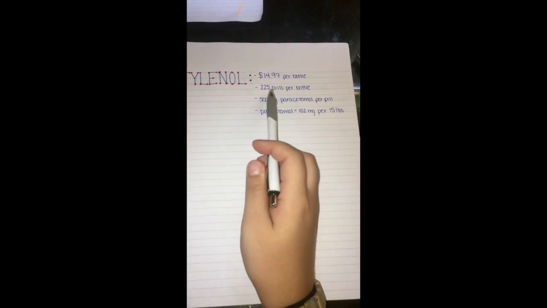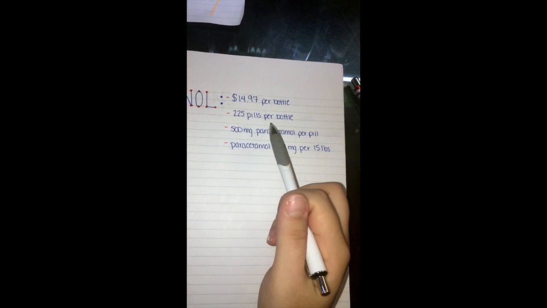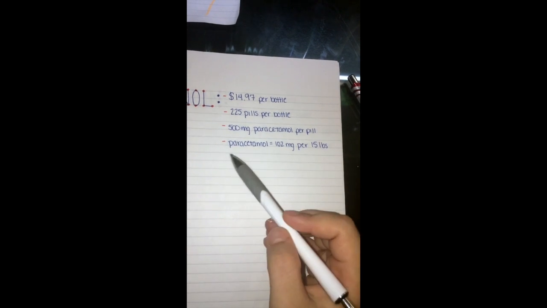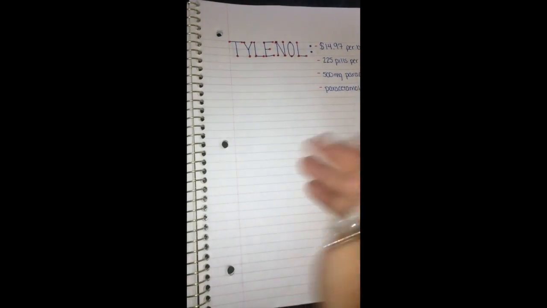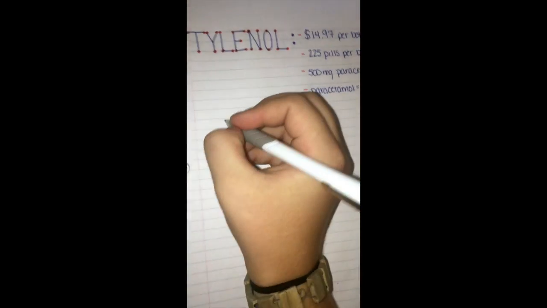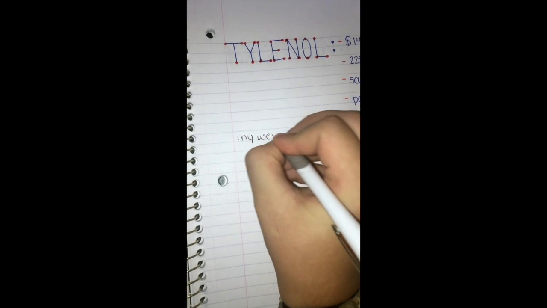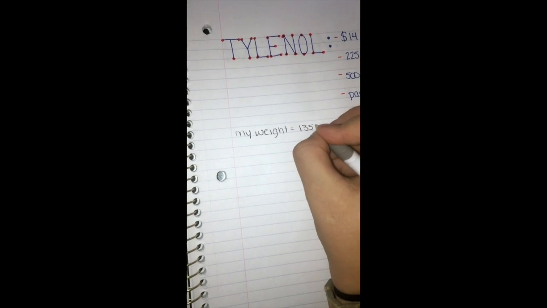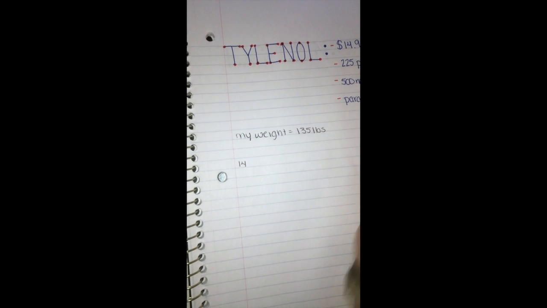Let's start with Tylenol, which we know is $14.47 per bottle, 225 pills per bottle, 500 milligrams of paracetamol per pill, and paracetamol equals 102 milligrams per 15 pounds. Now for this, we're going to use my weight, which is 135 pounds. Alright, so we're going to start off with the money, the first thing that we know.